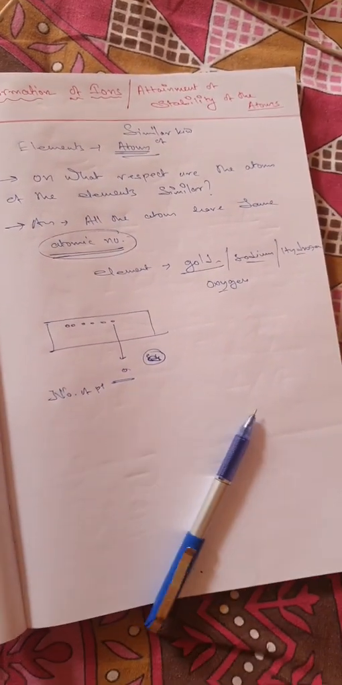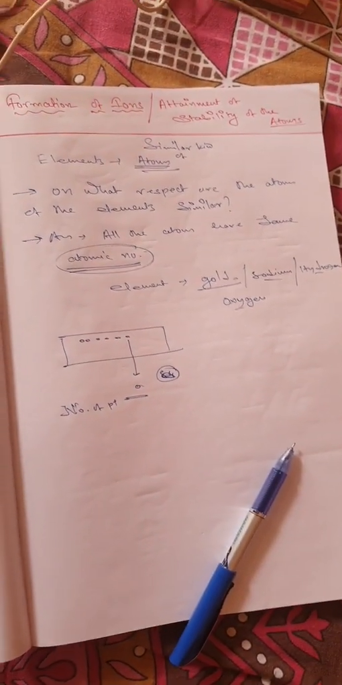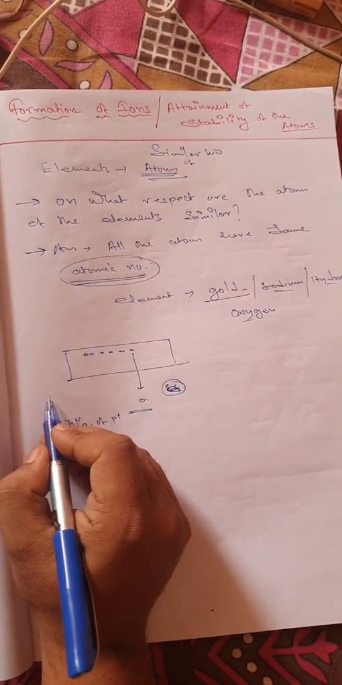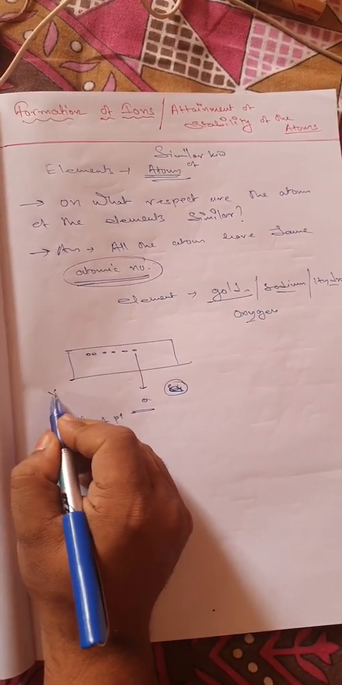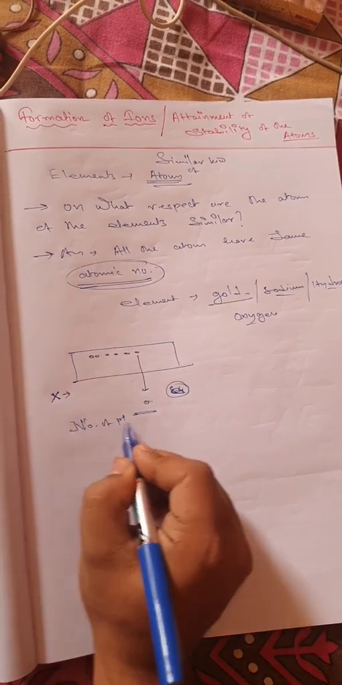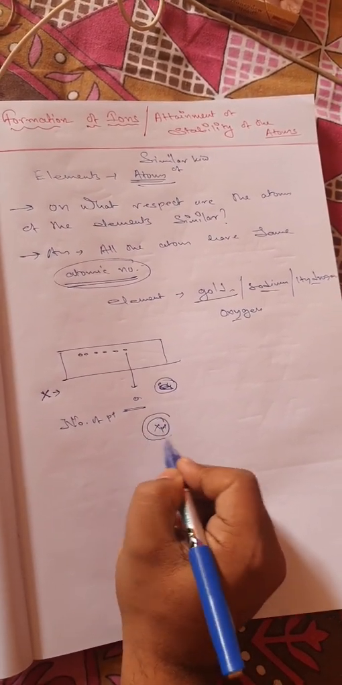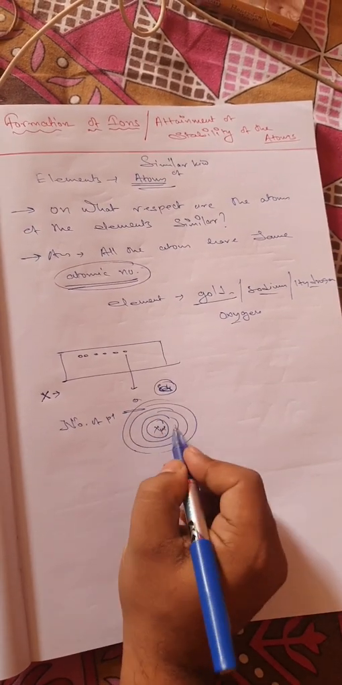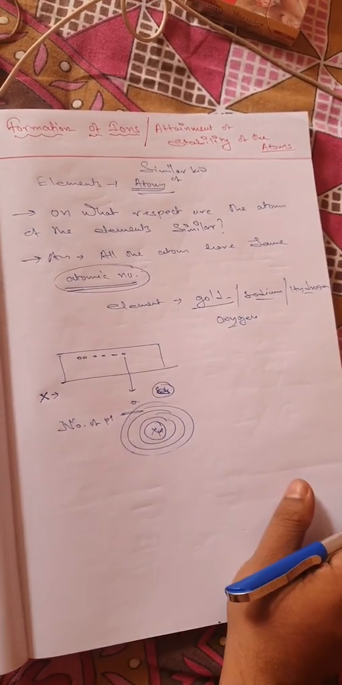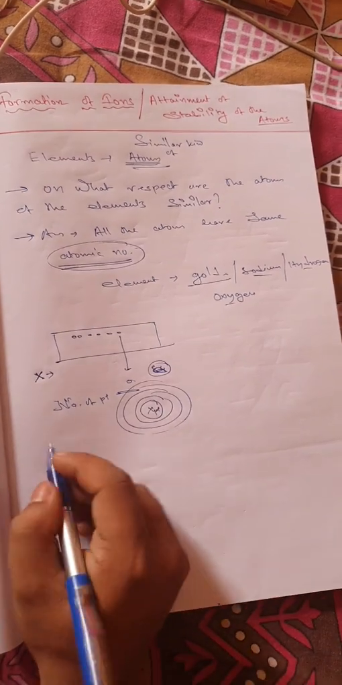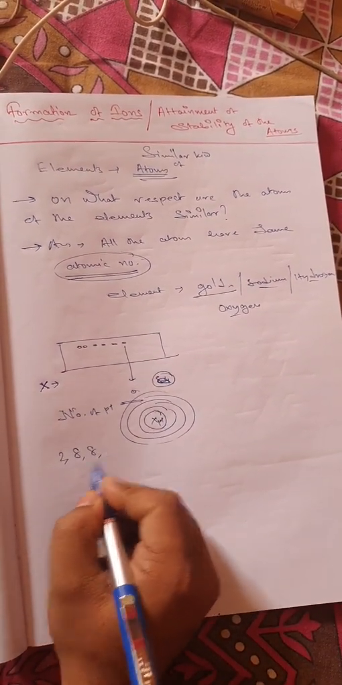Suppose we consider the atomic number of gold is X. If the atomic number of gold is X, then there are X number of protons inside the nucleus. Therefore, X number of electrons are arranged outside in the orbits according to the electronic configuration. According to the rule of electronic configuration, there is 2, 8, 8 and in this way.